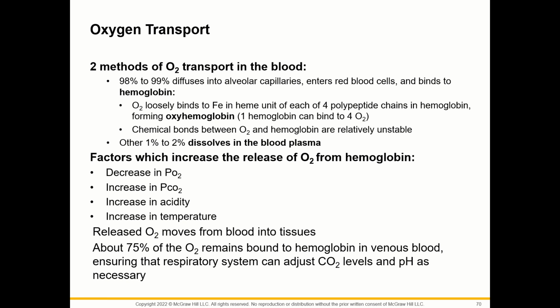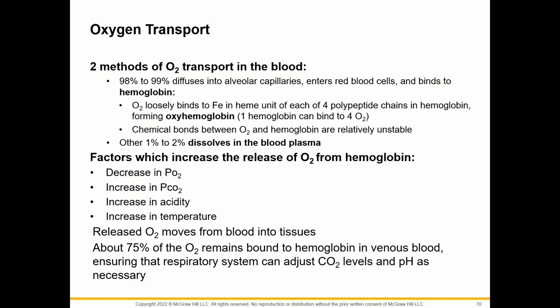And so the chemical bonds between the oxygen and the hemoglobin are relatively unstable, which is a good thing because we want to give that oxygen up to our cells for cellular respiration. The other 1 to 2% of oxygen dissolves in blood plasma. The factors which increase the release of oxygen from hemoglobin: a decrease in the partial pressure of oxygen, an increase in the partial pressure of carbon dioxide, an increase in acidity, and an increase in temperature. Those are all going to cause an increase in the release of oxygen from hemoglobin.